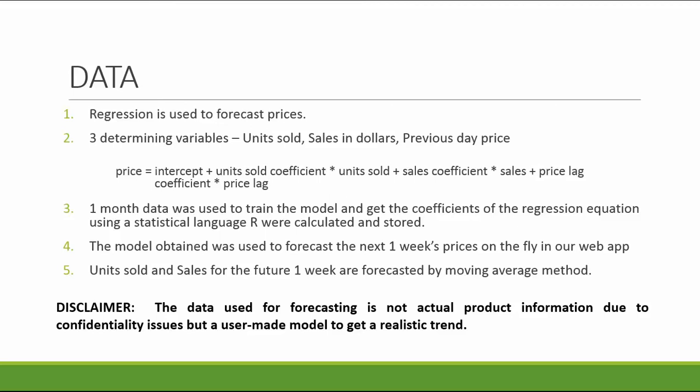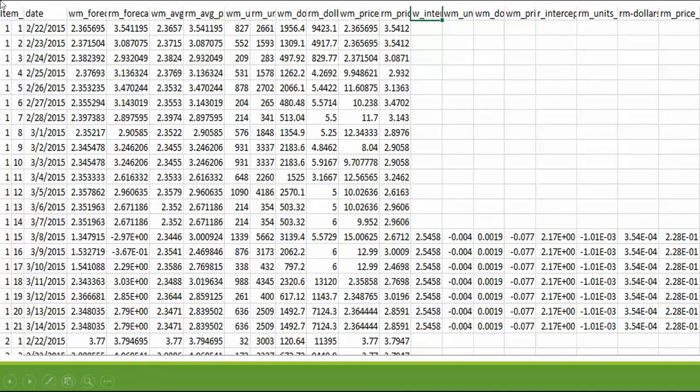Units sold and sales, which are basically used to forecast these prices, are interpolated using the moving average method. So let's show you a glimpse of our data that we used. This is item number, item level, and each day; the last 1 month's data was used to create the model. And once we created this model, we are using the coefficients, which will be stored, to forecast the next 1 week's prices.